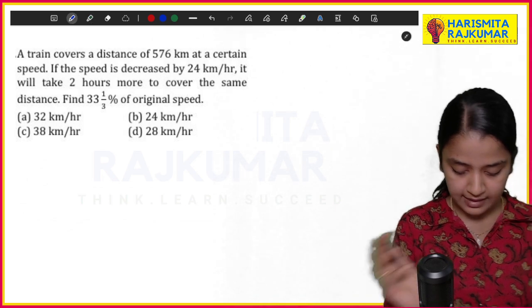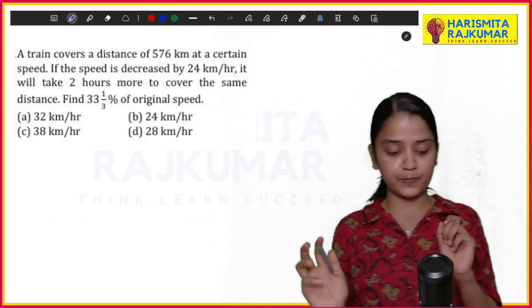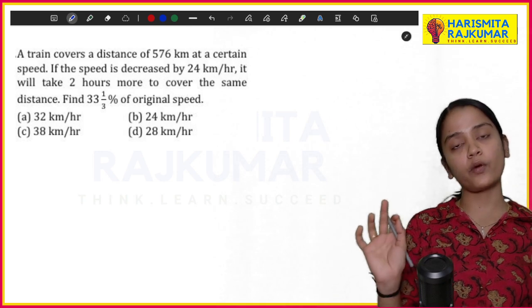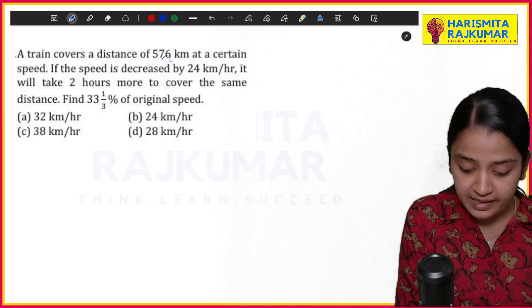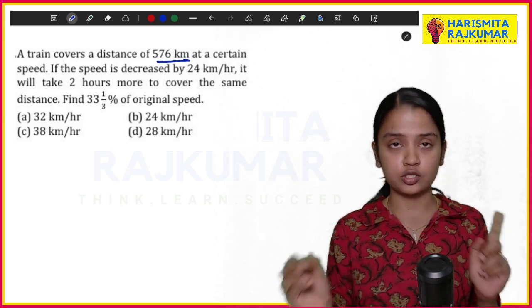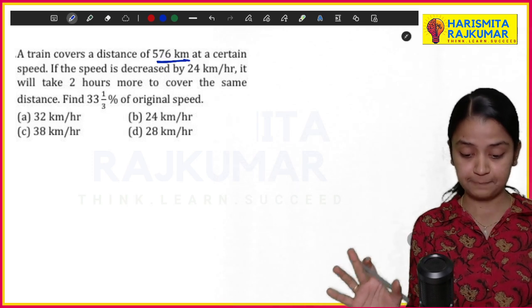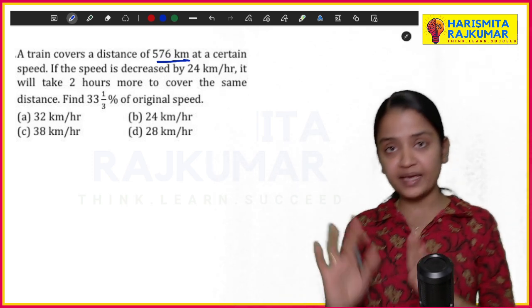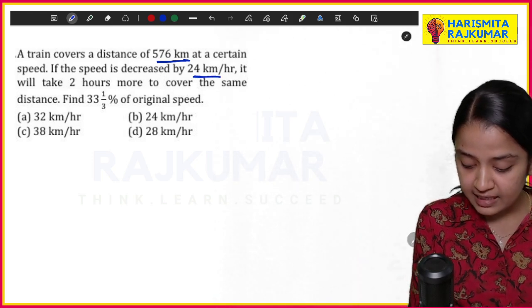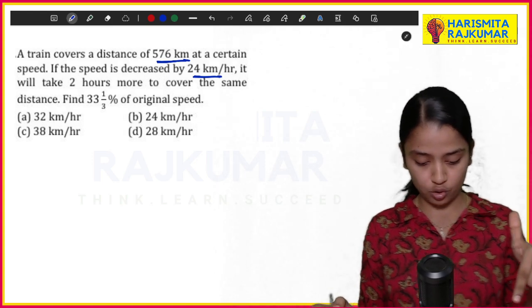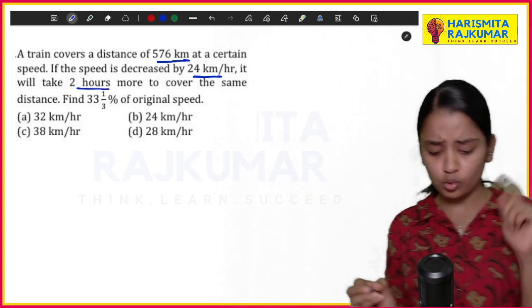So let us see what is 33 1/3 percentage of the original speed. The distance is 576 kilometers. At what speed does he have to go? When I see the speed is decreased by 24, it will take 2 hours more.